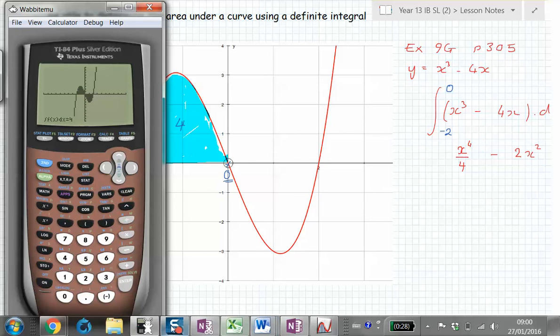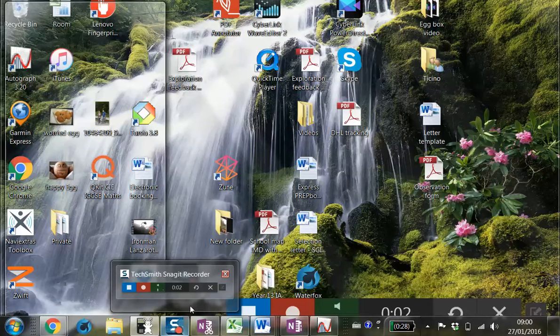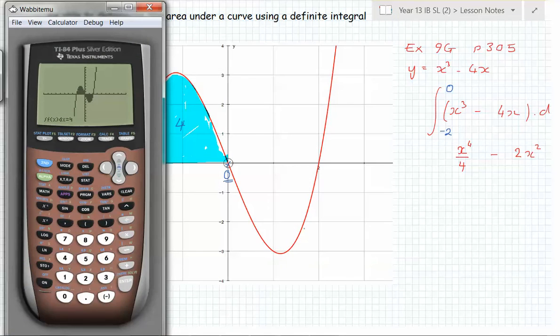So I want you to have a go, exercise 9G. Do all the other ones if you haven't already.